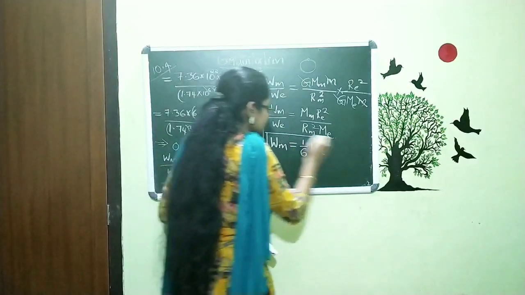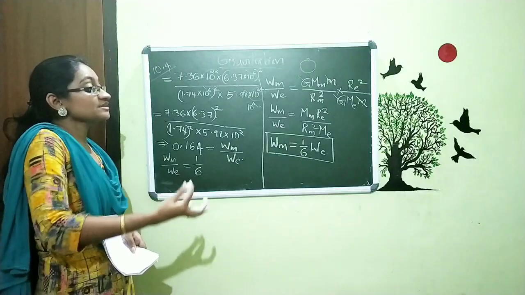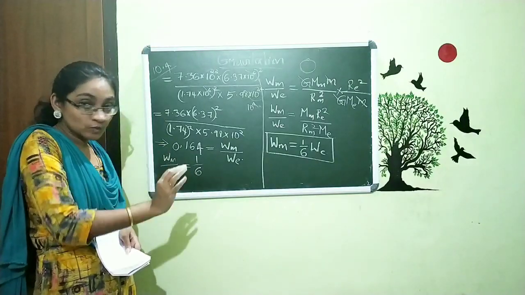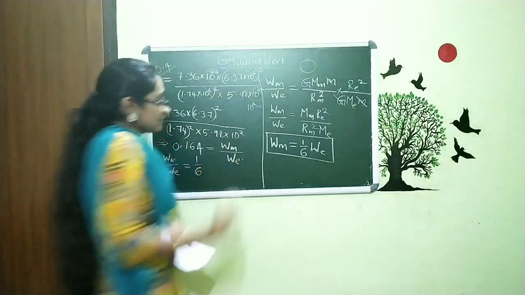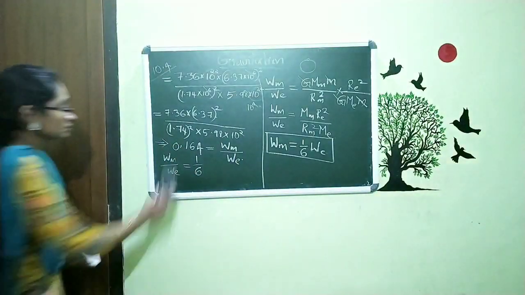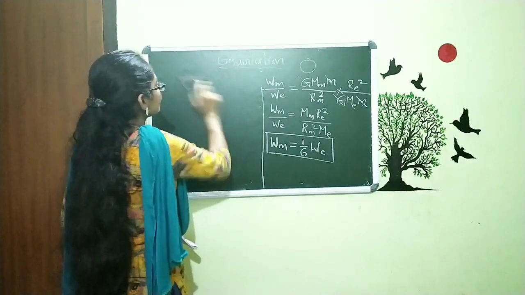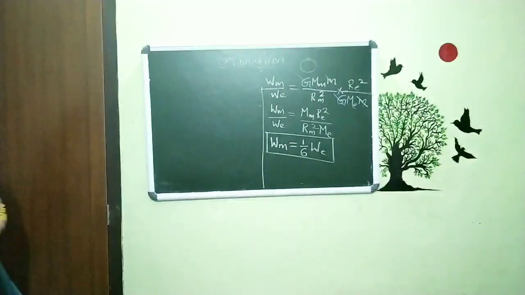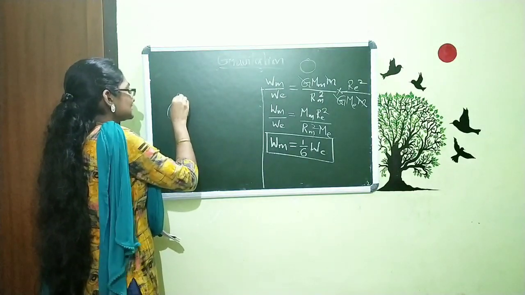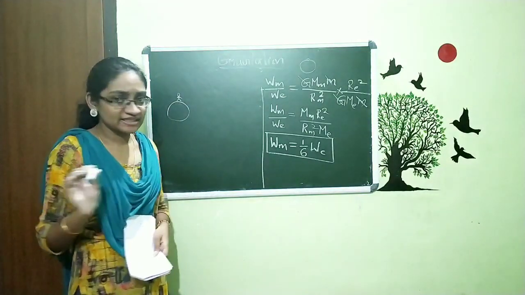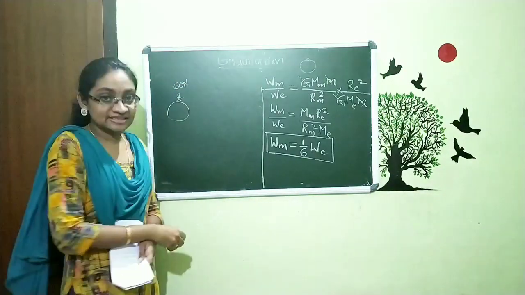So this is the ratio of the weight of an object at the surface of the moon and at the surface of Earth. That means, I will show you the example. One object is there at the surface of Earth. That means a person is there, and his weight is 60 Newton.